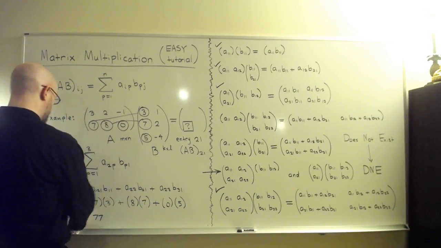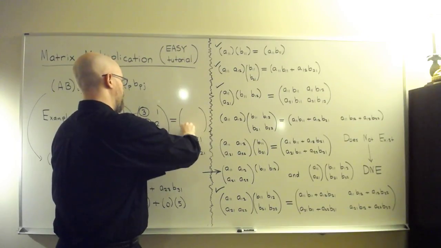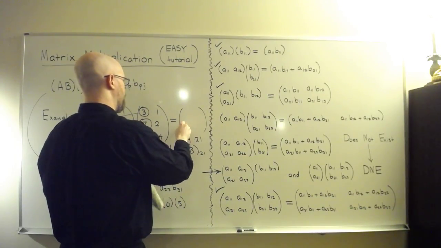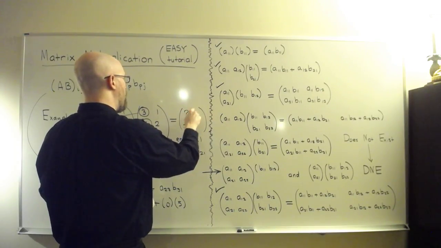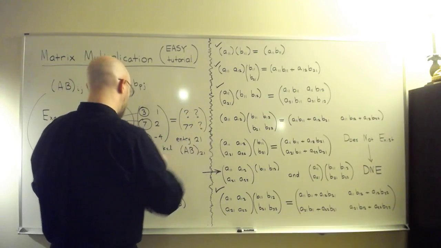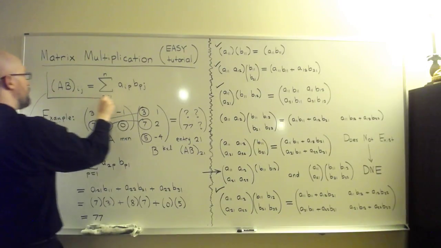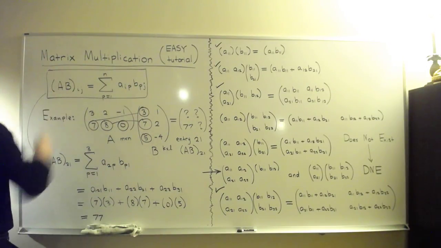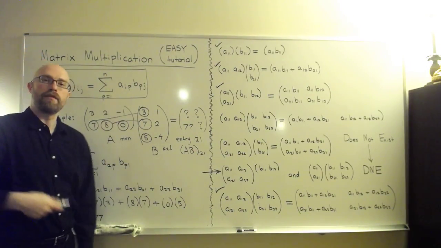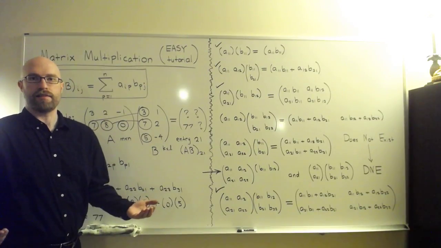Now that was just this entry here. And if we wanted to find the whole matrix product, we'd have to find all these others. But we don't care, we just wanted to illustrate this formula here. And that formula will tell you the entries of a matrix product for any sizes of matrices.